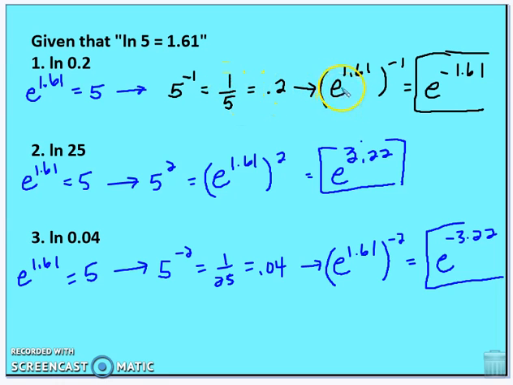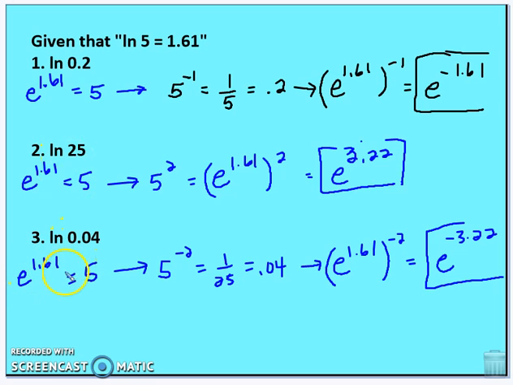So if I take e to the 1.61, which is equal to 5, and I apply a negative exponent to it, I take that to the power of negative 1, and I end up with e to the negative 1.61. Similarly, I have e to the 1.61 is equal to 5. I know that 5 squared is equal to 25. So I can take e to the 1.61 to the second power, a power of a power, and end up with e to the power of 3.22 equal to 25.